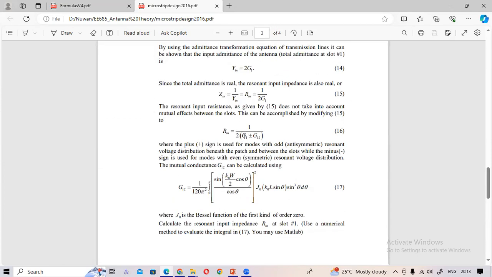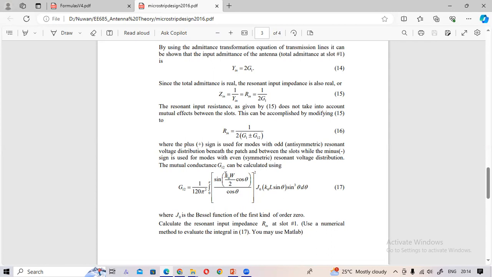You have to calculate G1, you have to calculate I1, then using the integration, you calculate G1. Then G12 also you can calculate using this integration. So the Bessel function is also there. These are standard things, so it is not hard to find on the internet. So definitely you can easily code this.